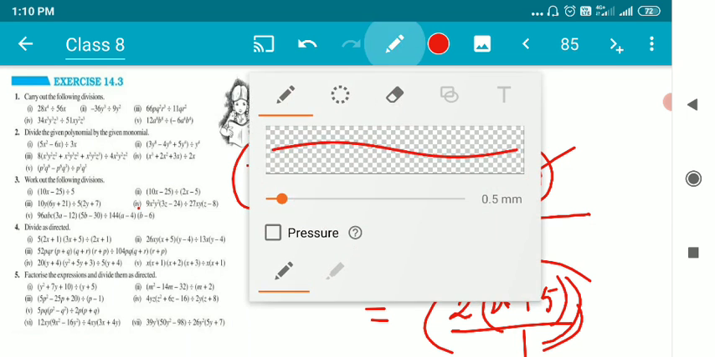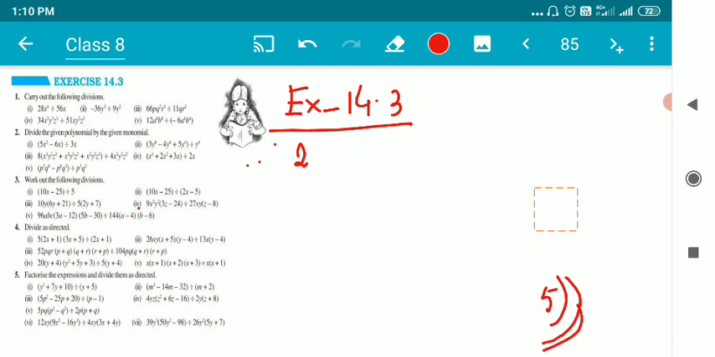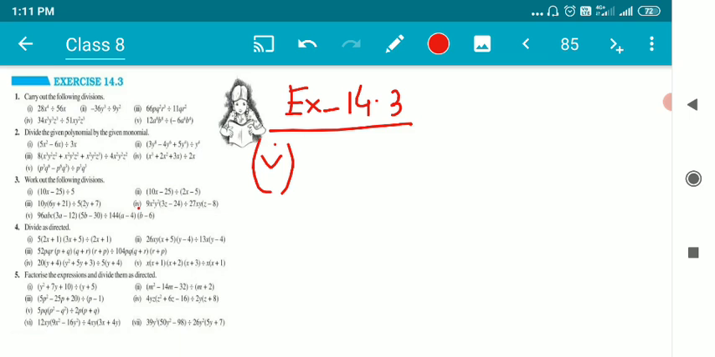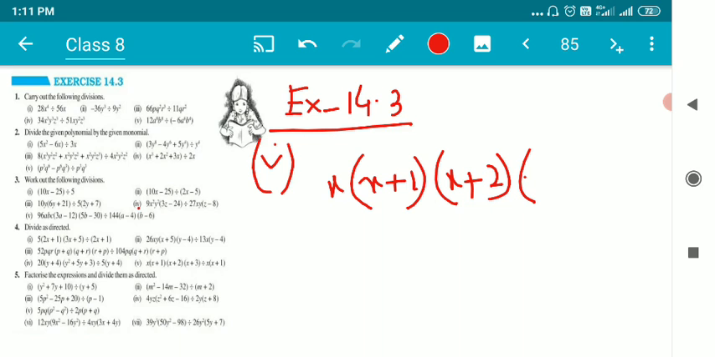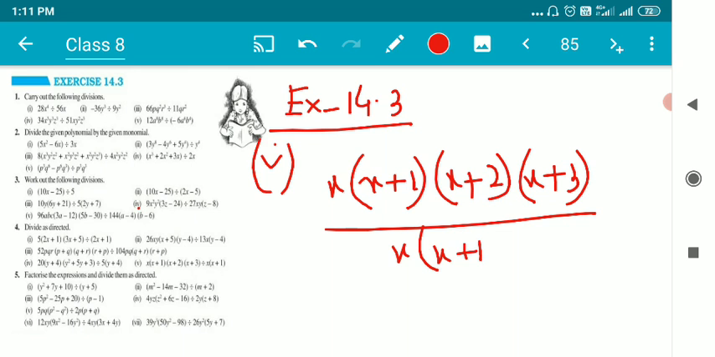Next question, question number 3, how to solve. Instead of explaining number 3, I prefer to explain question number 5 because I find this question a bit different from the other two questions. Question number 5, I'm talking about Roman 5 of numeral 4: x into (x plus 1) into (x plus 2) into (x plus 3), divided by x into (x plus 1). Children, how to solve it?